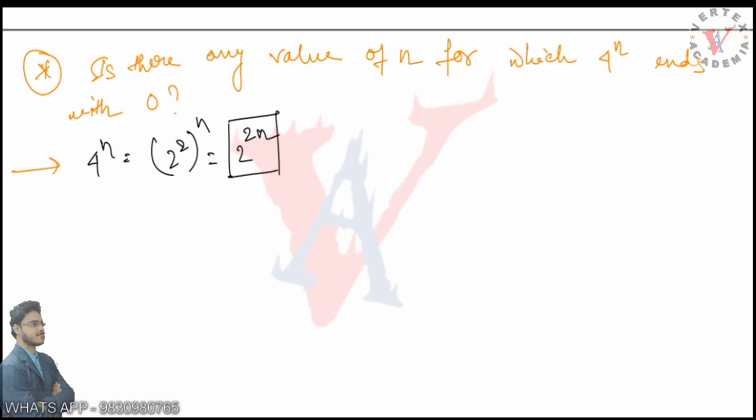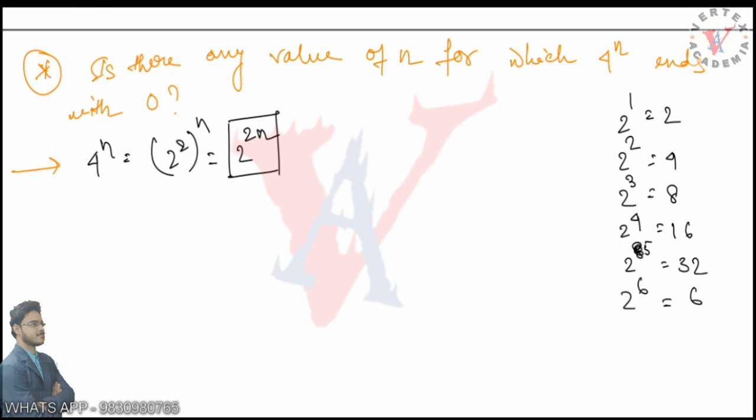Now in this type of question, what you have to do is find 2 to the power 2n. This could have been 4 to the power 2n, 6 to the power 2n, anything. So what you have to do is, for example, write 2 to the power 1 equals 2. 2 square equals 4. 2 cube is 8. And 2 to the power 4 is 16. 2 to the power 5 is 32. And 2 to the power 6 is 64.